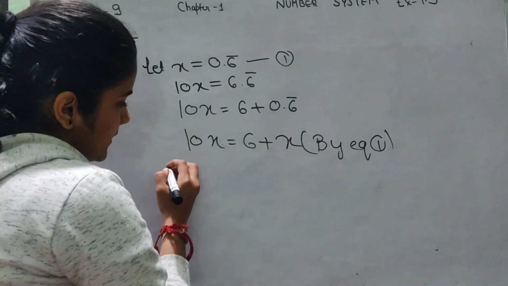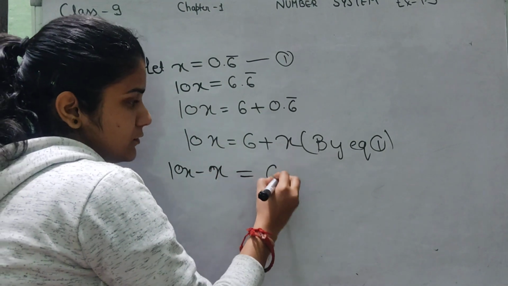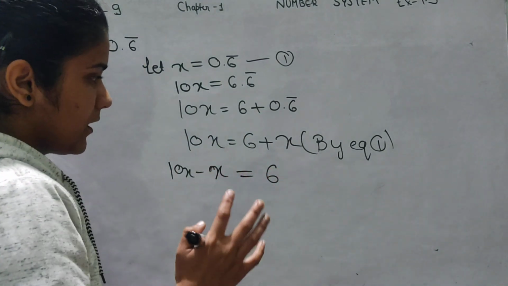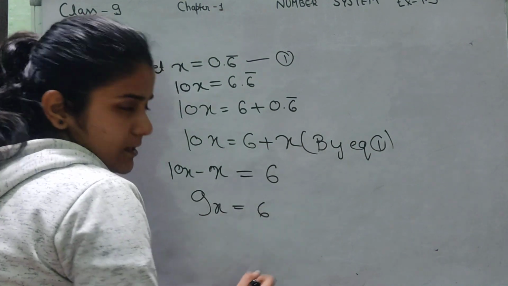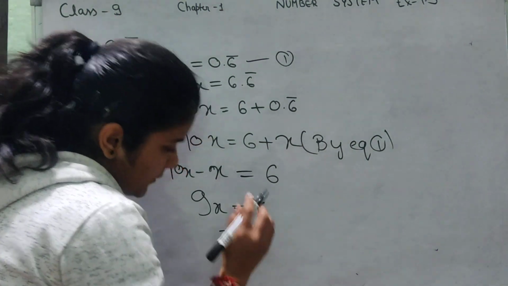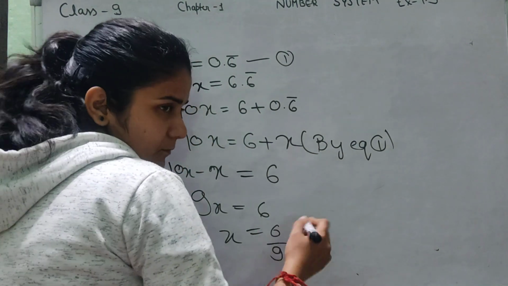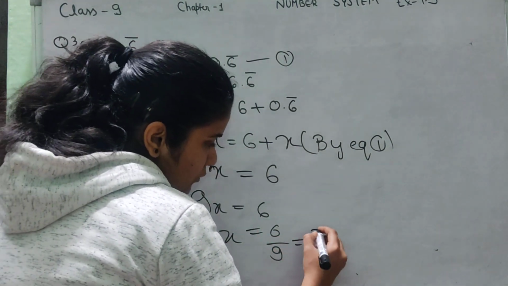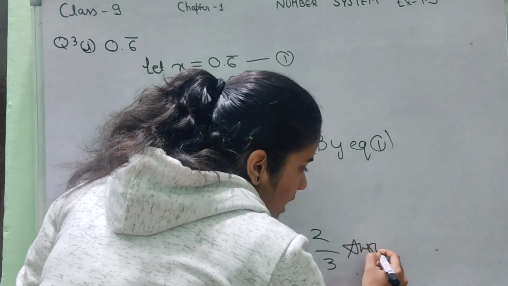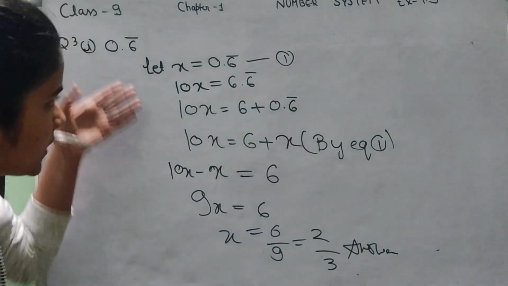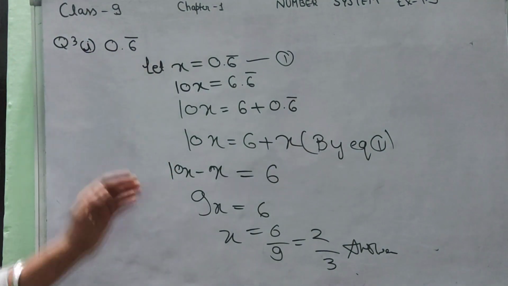So 10x minus x equals 6. ठीक है ना. Cutting, 9x equals 6. अब फिर से 9 को भेज देंगे, 6 by 9. By dividing it with 3, it is 2 upon 3. It is the answer. This is the small procedure of converting any number into P upon Q form.